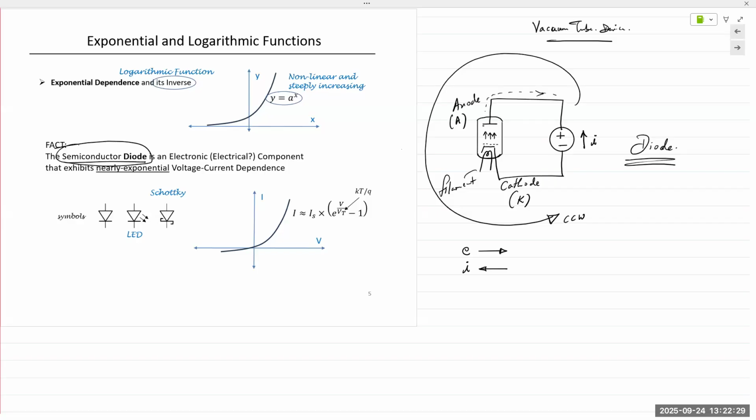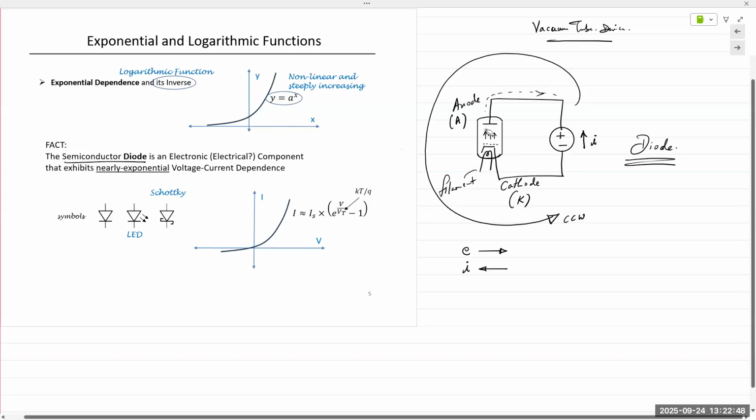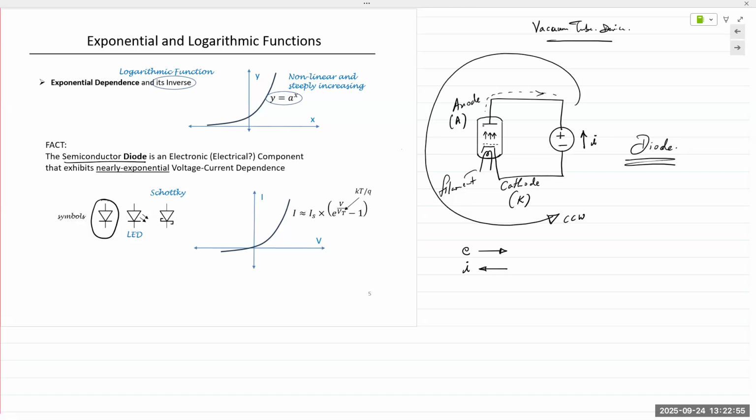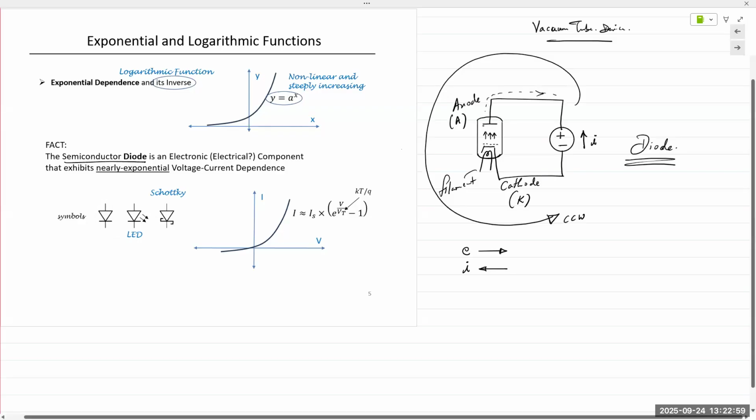So the diodes, I believe you have diodes in your lab kit. Yes or no? Yes, right? So those diodes have terminals, and those terminals are still labeled as anode and cathode, even though technically they are not electrodes anymore. The symbol for a diode is an arrowhead, or a triangle, if you will, with a line at a 90-degree angle at the tip of that arrow.